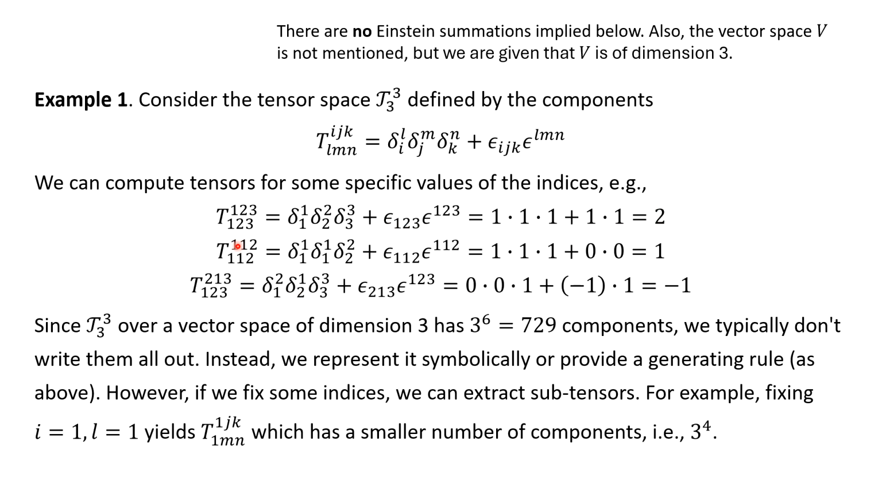Then we can take 1, 1, 2, and the Kronecker deltas are 1, 1, and 1, so we get a 1 here. But this is not a permutation because the 1 is repeated. For a permutation, the numbers have to be different. So you have a repeat here. So the Levi-Civita symbol is 0 in that case. And so you add that to the 1, you just get 1.